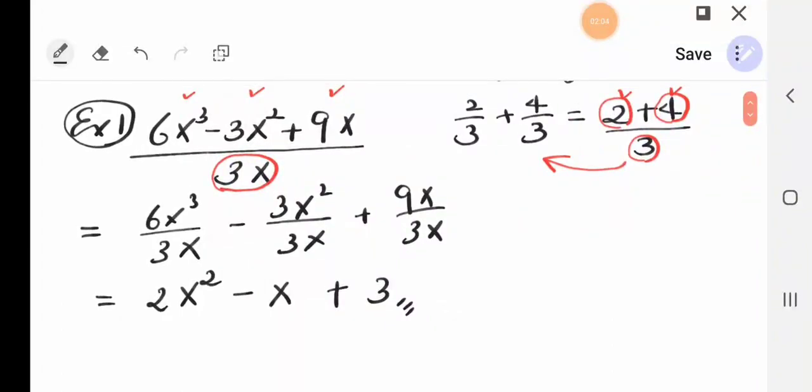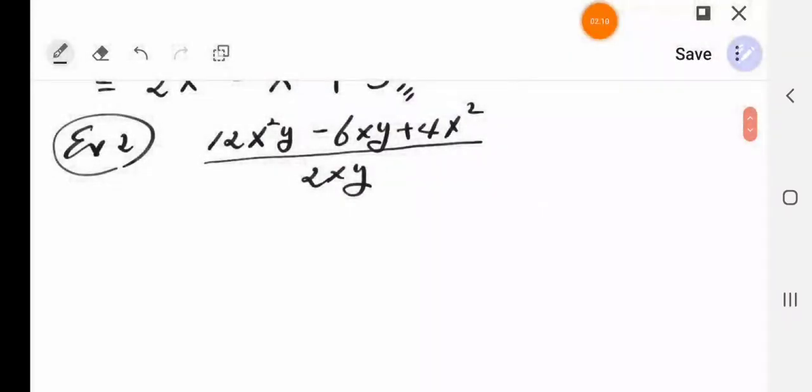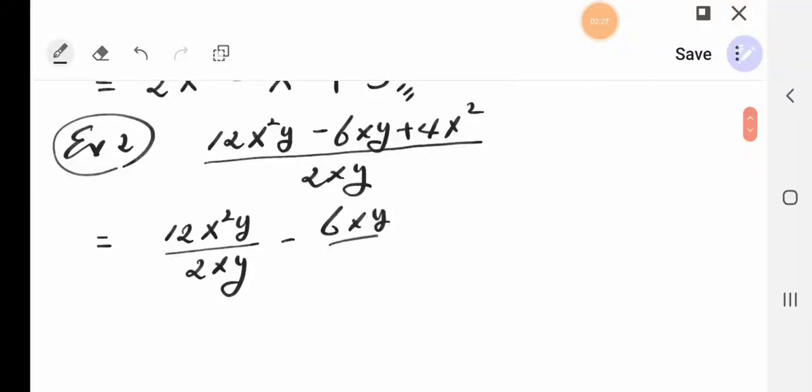Okay, let's try another example. For this example, the denominator is the monomial 2xy. So we will do the same thing. Separate each term in the numerator using the same denominator. So 12x squared y over 2xy, minus 6xy over 2xy, plus 4x squared over 2xy.